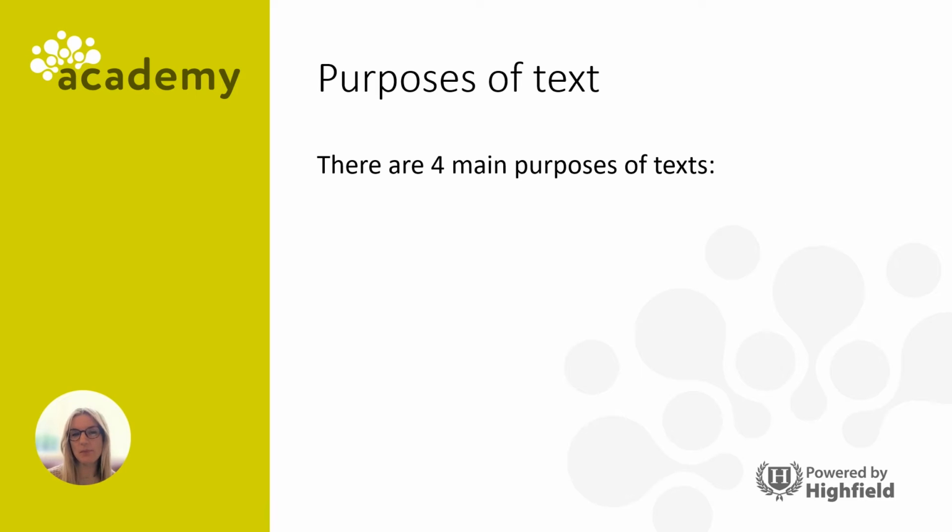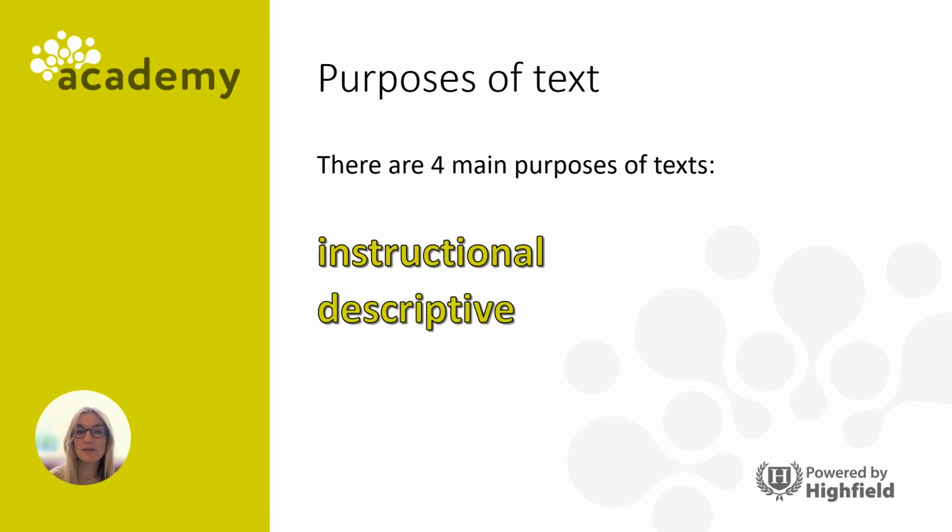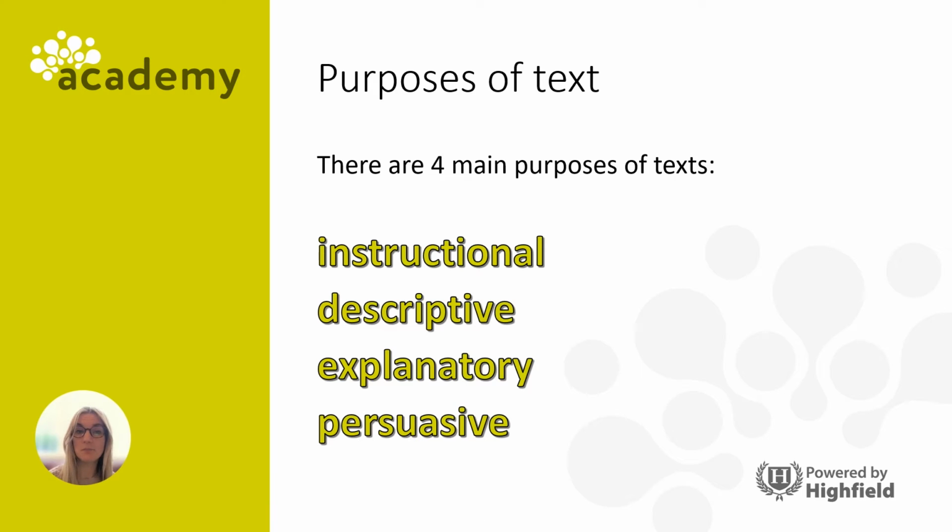So when we talk about purposes of text, we mean the reason why the text has been written. What is it designed to do? Now there are four main purposes of text that we focus on in Functional Skills English at Level 1. These are instructional, descriptive, explanatory and persuasive. Now we'll look at each of these in a bit more detail over the next few slides.